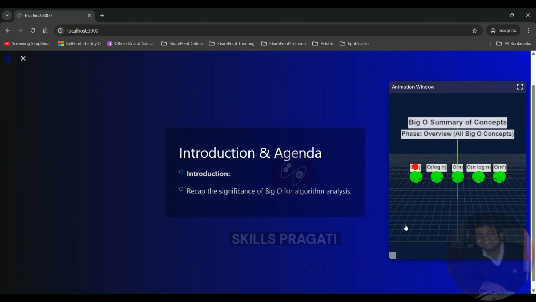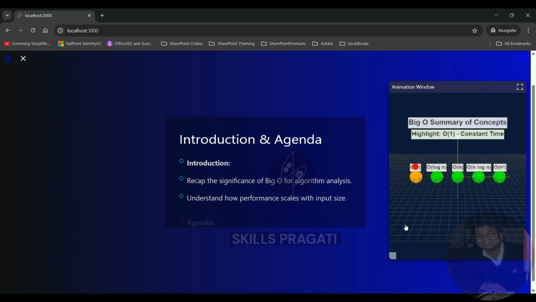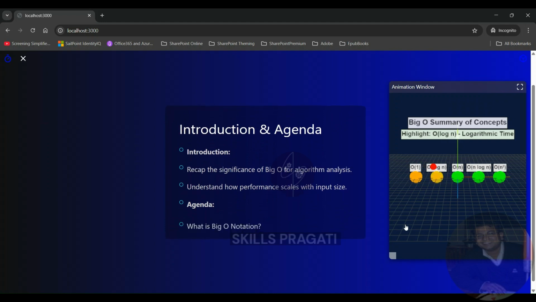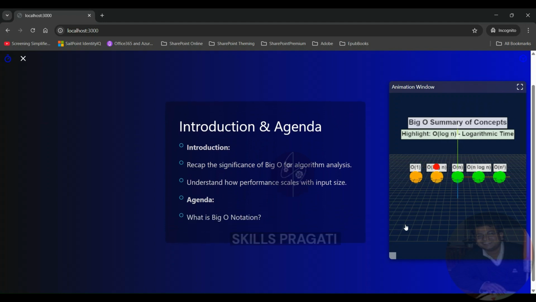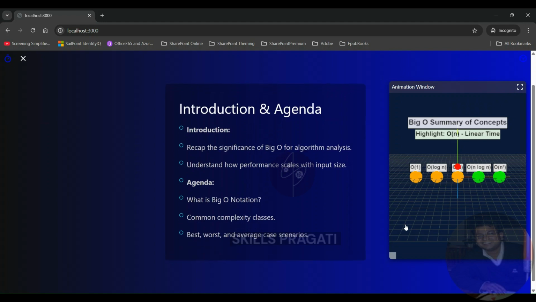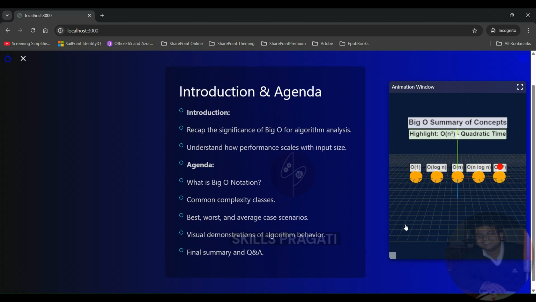As I mentioned in our previous sessions, Big O notation is crucial for understanding and predicting algorithm performance. To recap again, our agenda today includes: what is Big O notation? A review of common complexity classes. Discussion of best case, worst case, and average case scenarios. Visual demonstrations of algorithm behavior. A final summary and Q&A session. This overview encapsulates everything we've discussed over the past sessions.